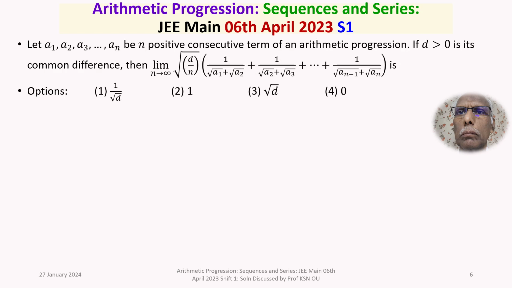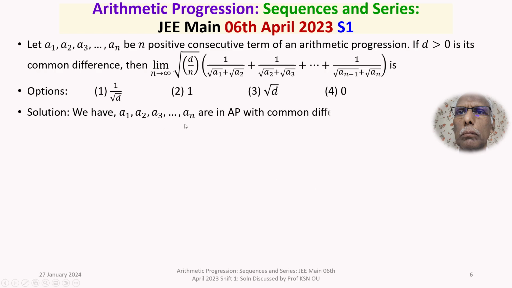We now discuss the solution of the problem in detail. We have a1, a2, a3, etc. an are consecutive terms of an arithmetic progression with common difference d. It is given each of the terms a1, a2, an is positive. So, given ak greater than 0 for all k is equal to 1 to n. Further given d is positive. So first we take the expression that is given in the bracket, then afterwards we will consider the limit.